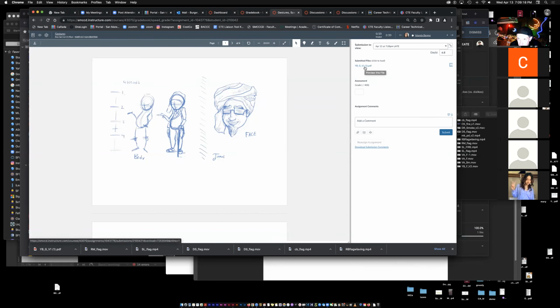Careful of that space in the file name. Oh yeah, sorry, that could cause trouble down the line. So just rename it so that it's V2, YB_G_V2.